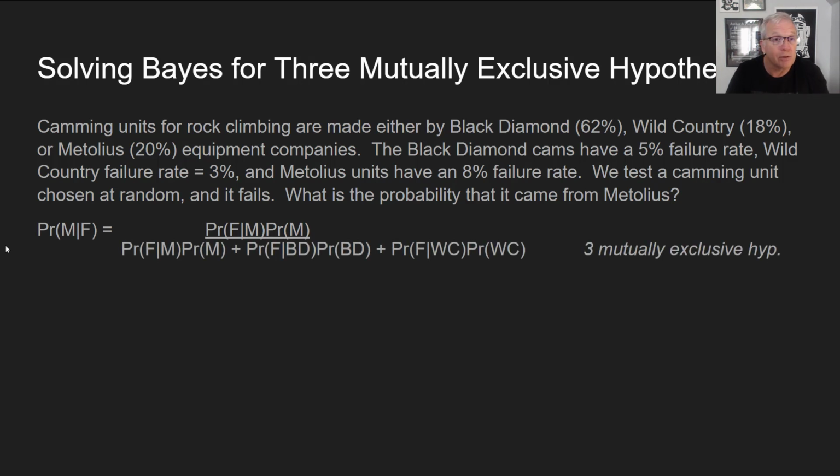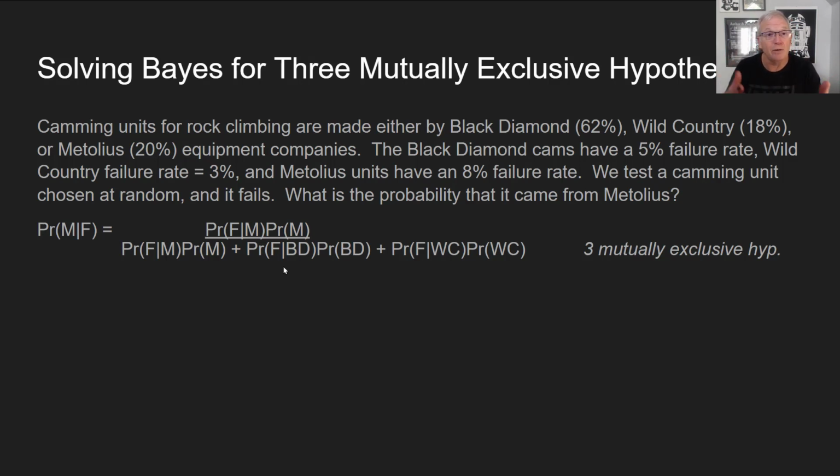So for 3 mutually exclusive hypotheses, here's the problem. What's the probability that the cam came from Metolius given that it failed? It's the probability that it failed given that it's from Metolius times the probability that it came from Metolius, over this first conjunct, which is the same as the numerator. The second one is the conjunct for Black Diamond. And the third conjunct is for the Wild Country camming units. These 3 conjuncts represent all of the 3 kinds of camming units and all the ways they can fail.